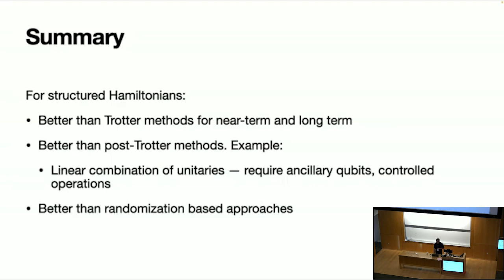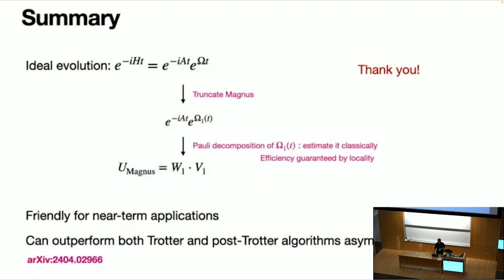And just to summarize, we consider a structured Hamiltonian that has this special form A plus alpha B, where alpha is some small constant. We show that there's a way to do the Hamiltonian simulation that is sometimes even better than using Trotter for near term and long term, in the sense that the scaling is better than Trotter, but it's also very friendly for near term devices. And it's better than post-Trotter methods mostly in the sense that you can easily implement this algorithm without using any ancillas. So that's basically the end of my talk.